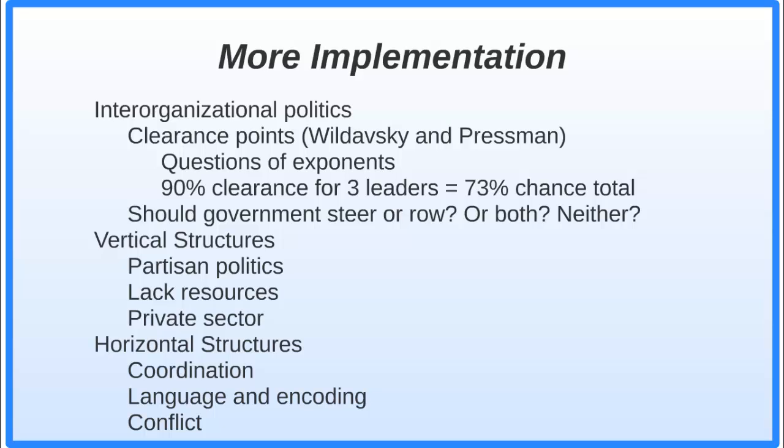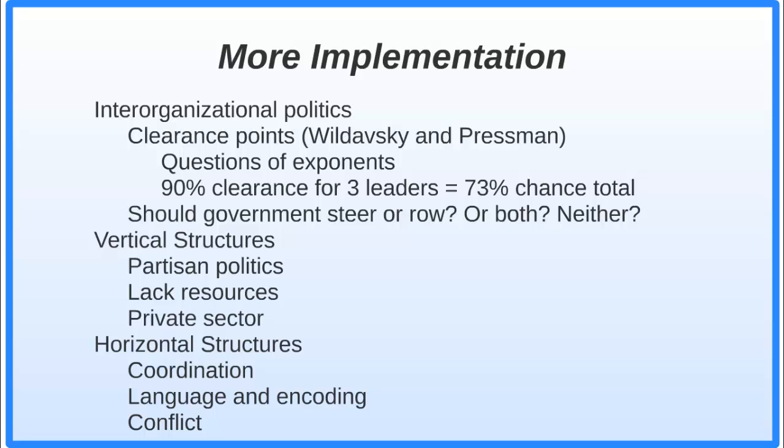One would expect that each decision point is independent of the others, and say the probability of an individual decision maker agreeing to the program is 90%. If that's the case, and there are 3 leaders who have to agree, there is a 73% chance total that this policy or program is going to be agreed to. And 73% we get from doing 0.9 times 0.9 times 0.9.